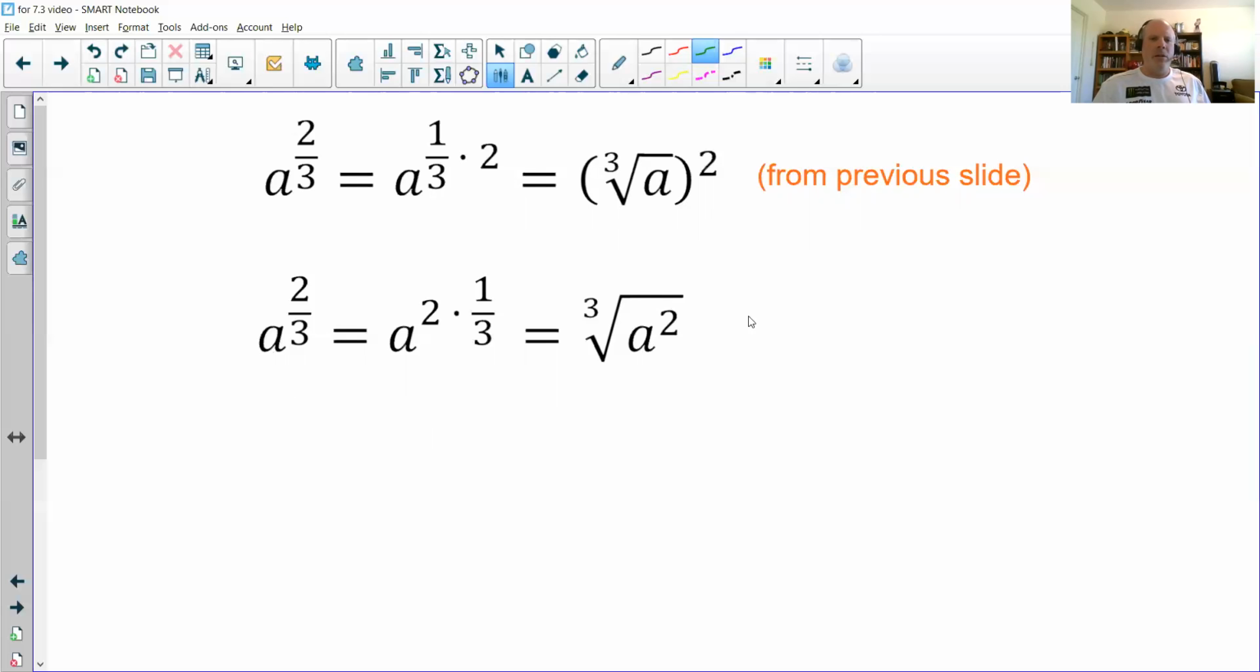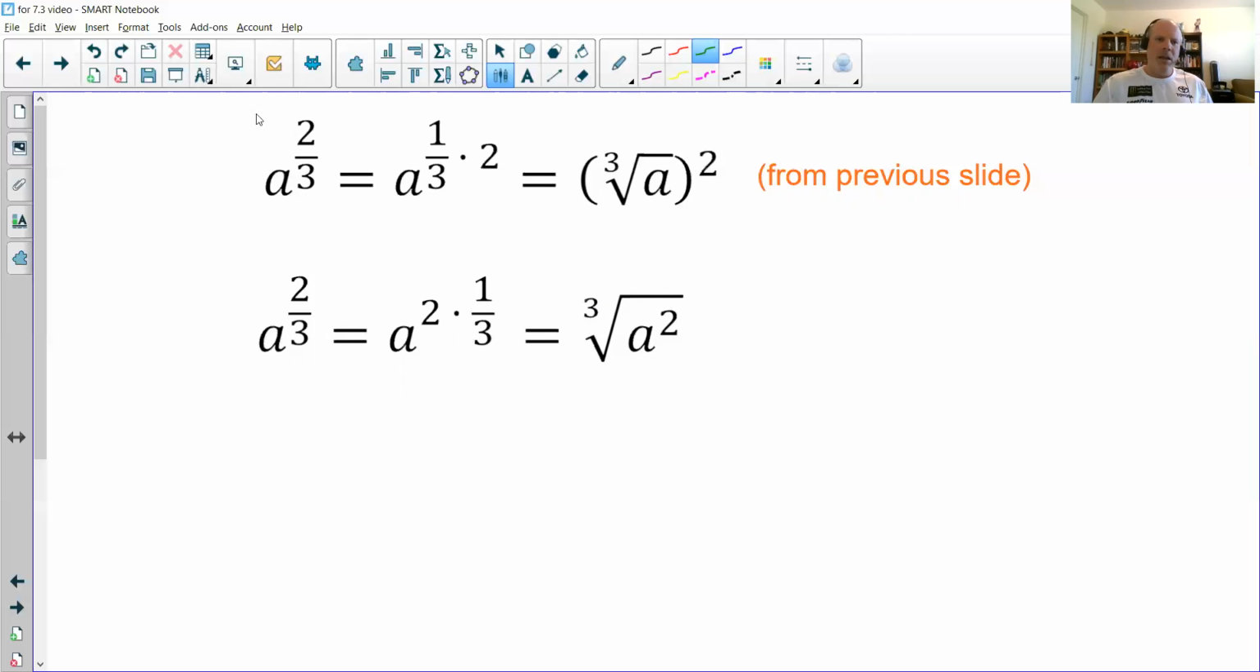Well, the only thing different on this second row is that I've now called 1/3 times 2, 2 times 1/3, which of course is the same thing because of the commutative property of multiplication. So a to the 2/3 power is the same as a raised to the power of 2 times 1/3, because 2 times 1/3 is 2/3. But then we can use the same rule we learned earlier, that any number, like a squared, that is raised to the 1/3 exponent, the denominator 3 would become the index of the new radical. So in other words, we're taking a cube root of a squared.